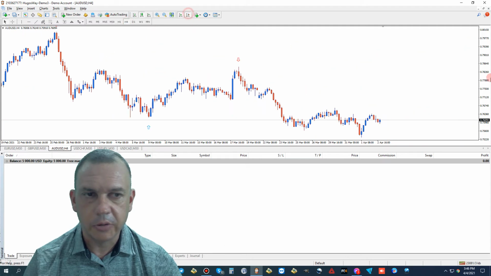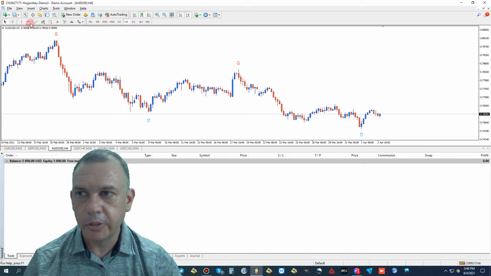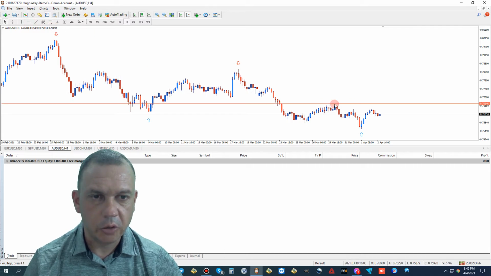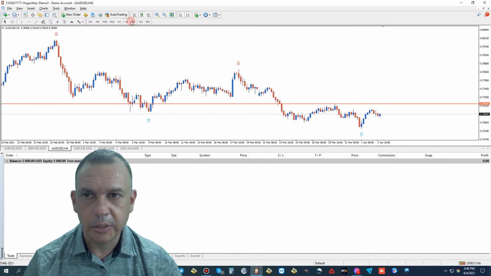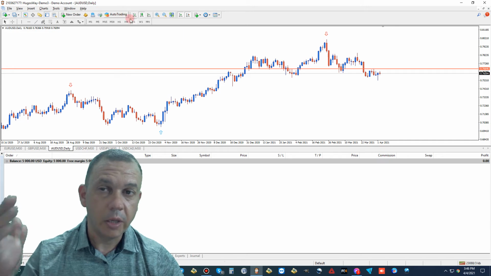Okay, if you look at the 4-hour chart, it shows the buy. So just like we already showed you, we have a strong resistance right here, and that is where I'm projecting the price to go. If you look at the daily chart, it shows to sell, and the weekly chart as well.